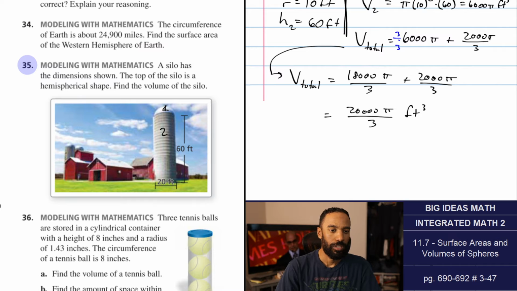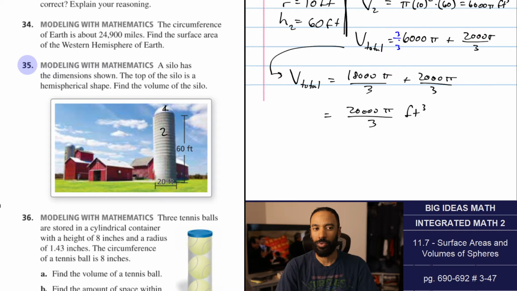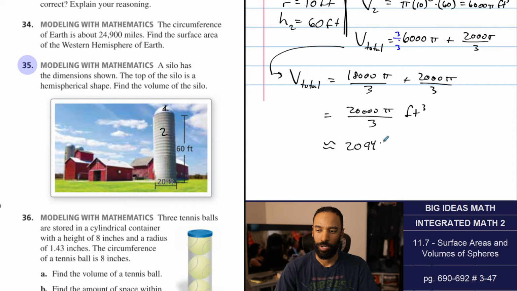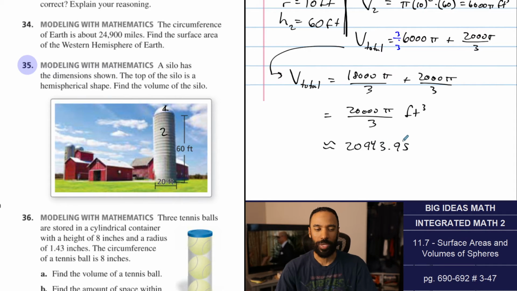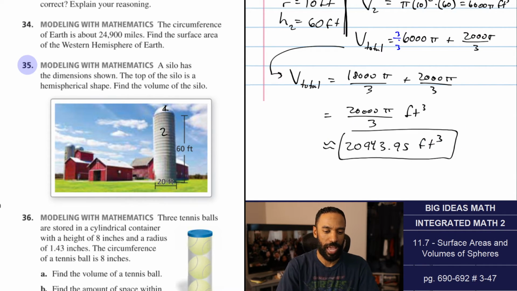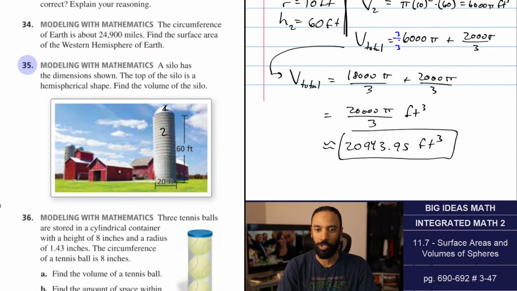So 20,000 pi divided by 3 is 20943.95. So we added the hemisphere's volume with the cylinder's volume. That's in cubic feet, assuming every other math part that I had before typing that last part in the calculator held up and was accurate, then we should be good.